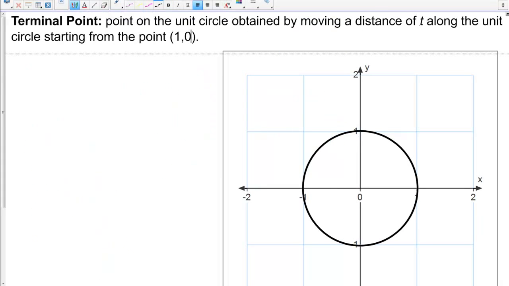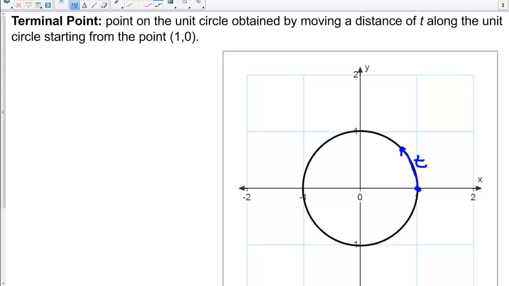So now we're going to talk about the terminal point. The terminal point is the point on the unit circle obtained by moving a distance of t along the unit circle starting from the point (1, 0). So the point (1, 0) is right here. Moving a distance of t along the unit circle means that we go however far my distance is t, and that's my terminal point. So that has length t.